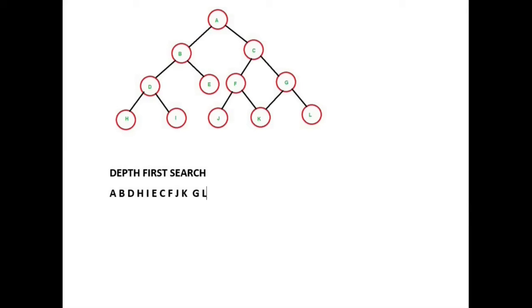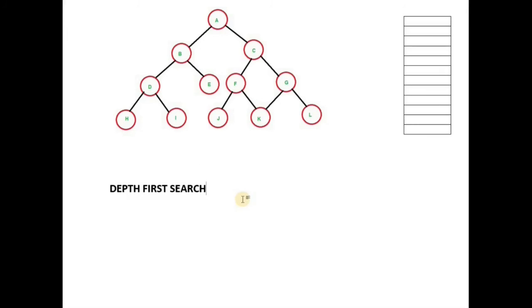Now we will see how we can do this example using the stack data structure. In the previous example, we used the queue data structure. Queue is first in, first out. So you know that. In my videos, I have already explained what is queue and what is stack. In stack, it is last in, first out. Okay, so I have created a stack here.